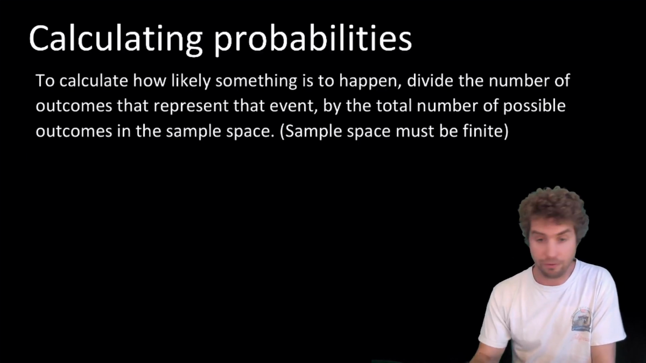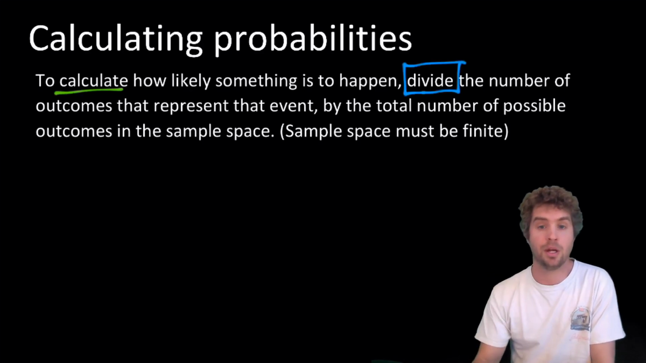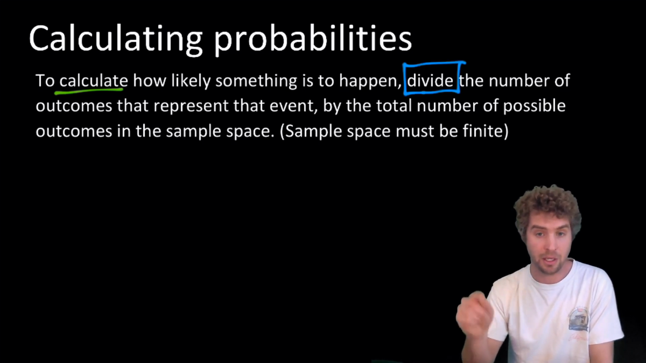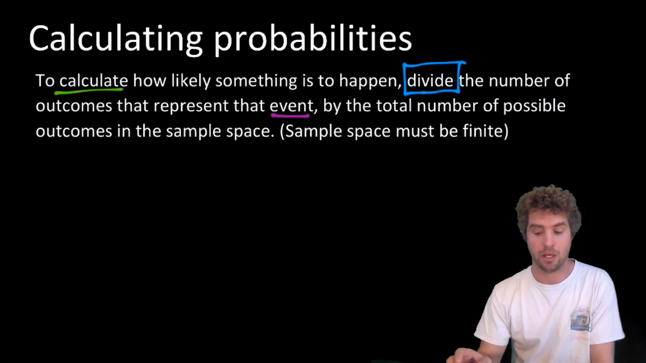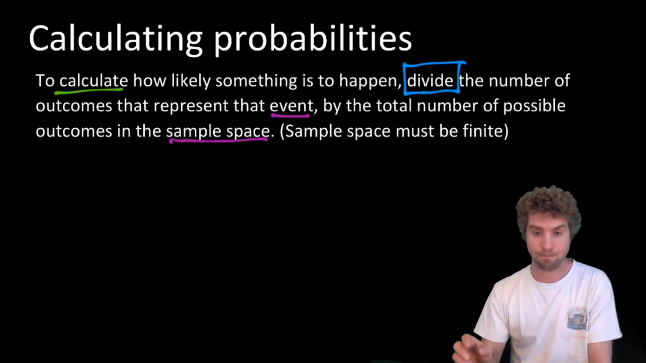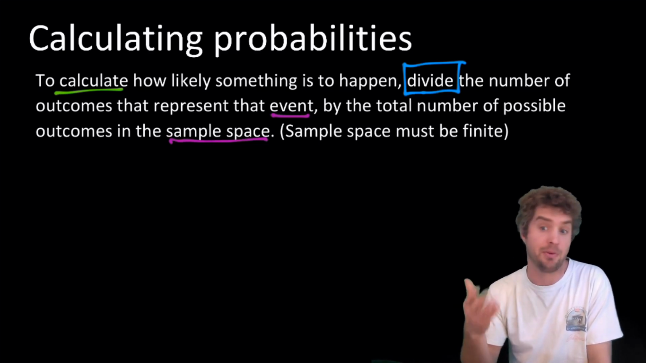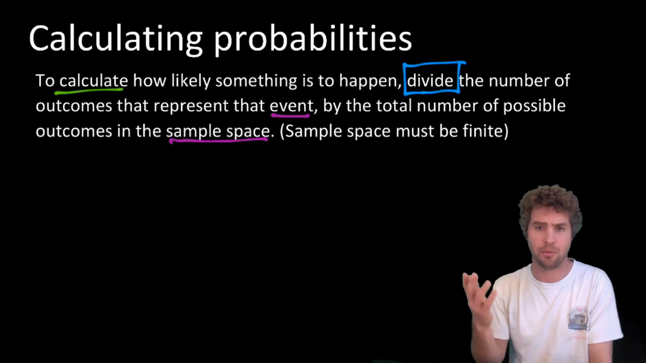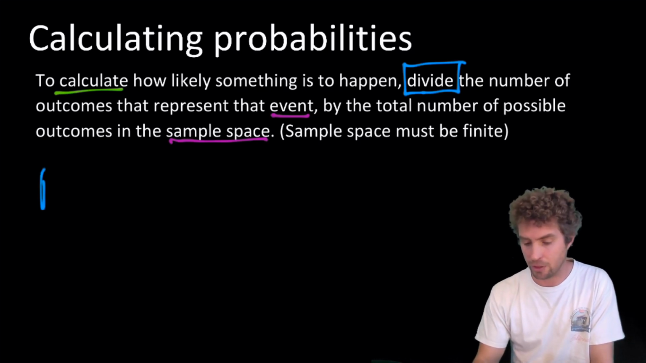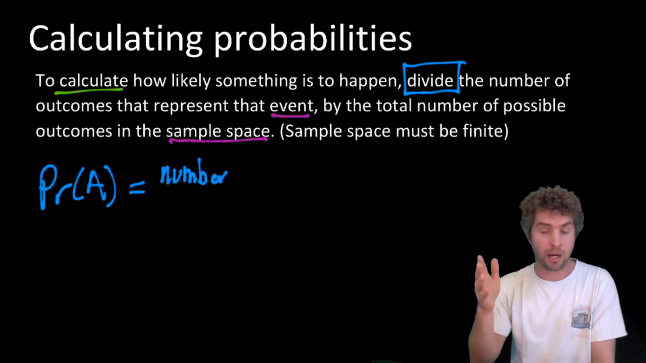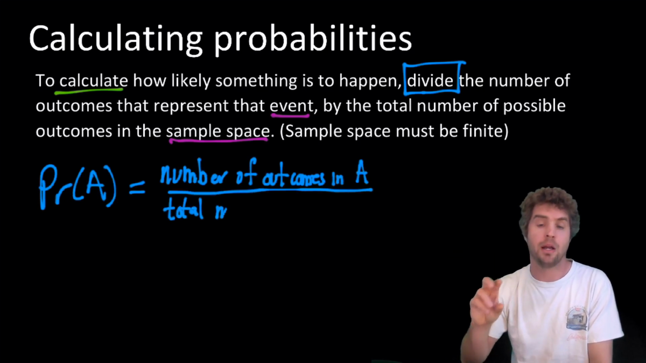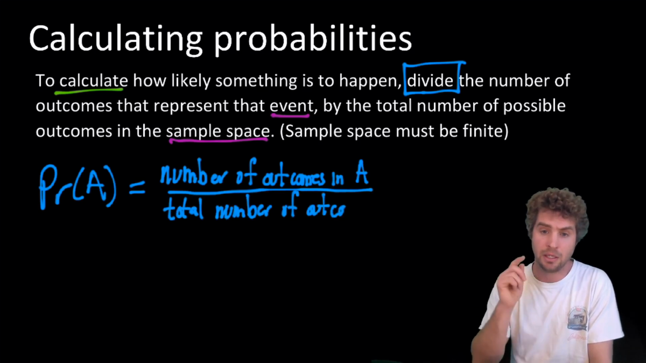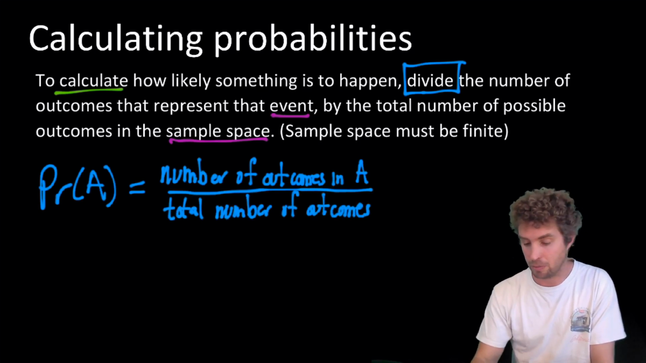To find the probability that something is going to happen, we divide the number of outcomes in the event by the total possible outcomes in the sample space. So the sample space has to be finite. We can't divide by an infinite number or a number that we can't calculate or find. So we write that out as a fraction. Probability of A is the number of outcomes in A divided by the total number of outcomes possible in the sample space.